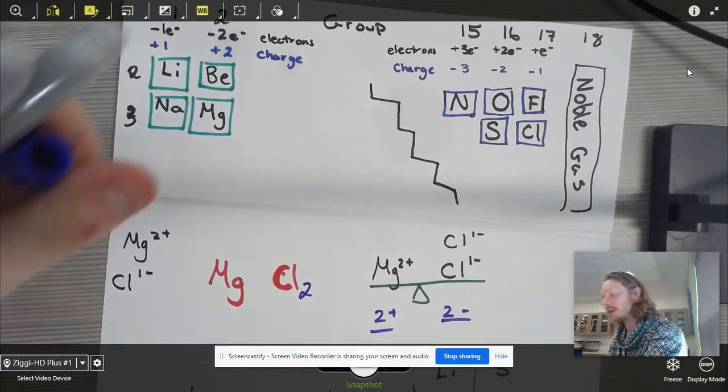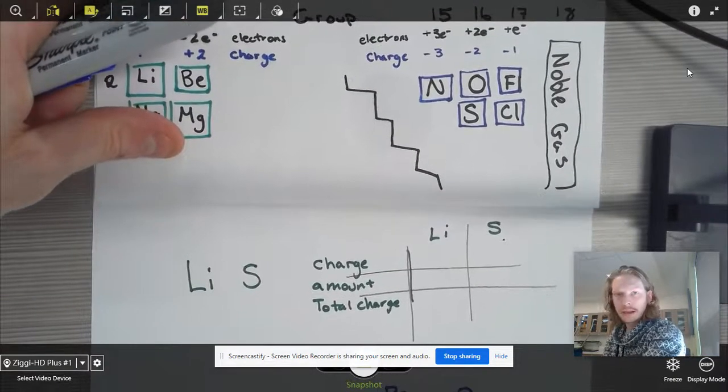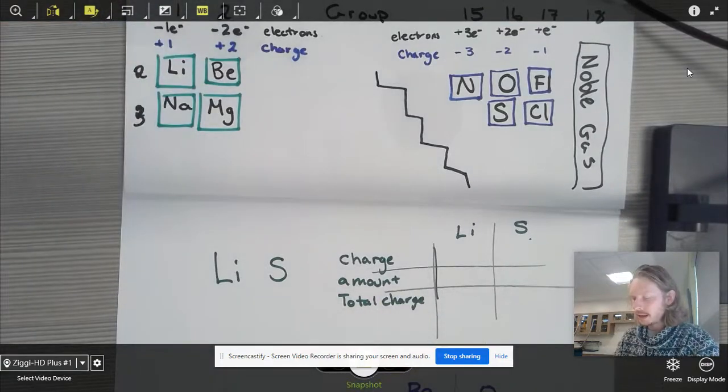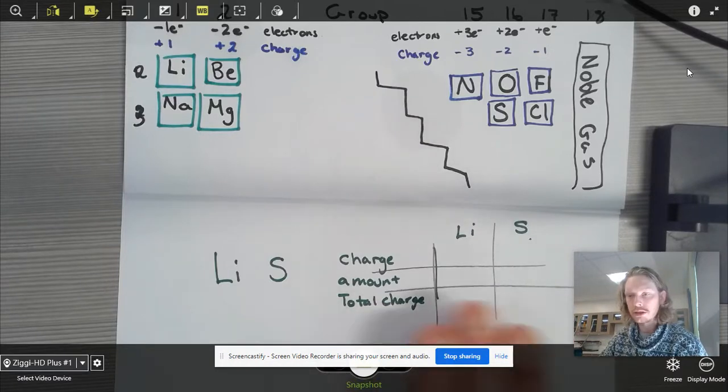Okay. So then I didn't give you guys a balance beam, but I would encourage you to do it if it's working for you. I've given you a table. This is just another way to kind of organize your thinking. And when we start talking about the more difficult or complex elements in the middle of the periodic table, those transition metals, this really starts to come in handy.